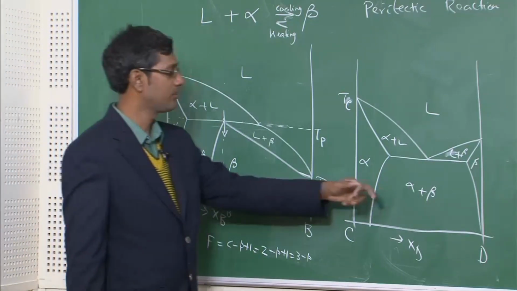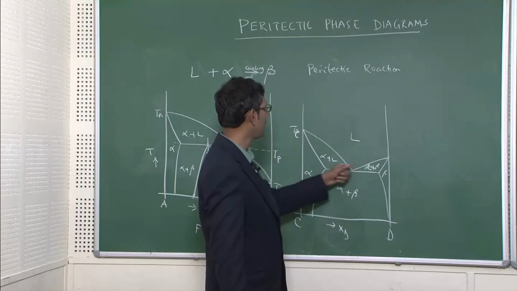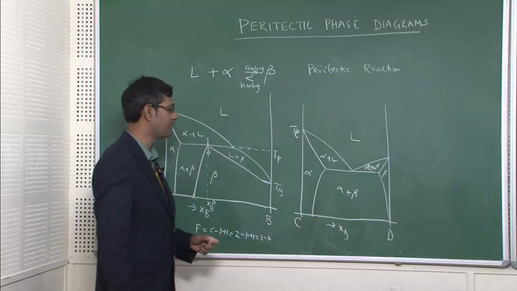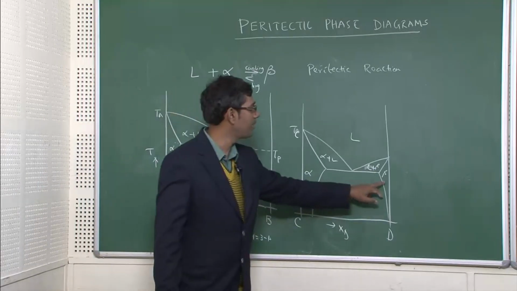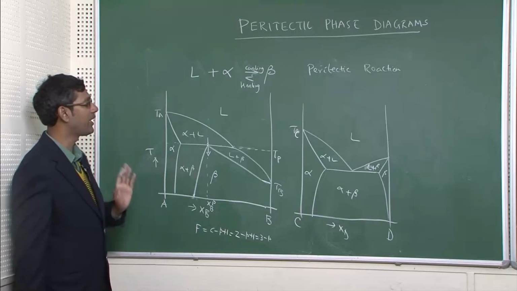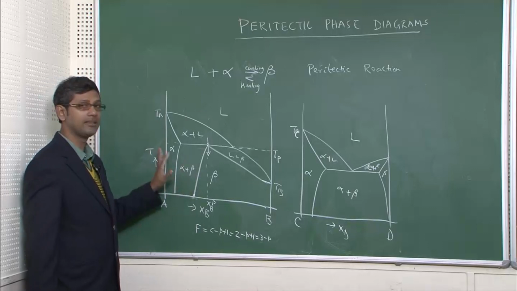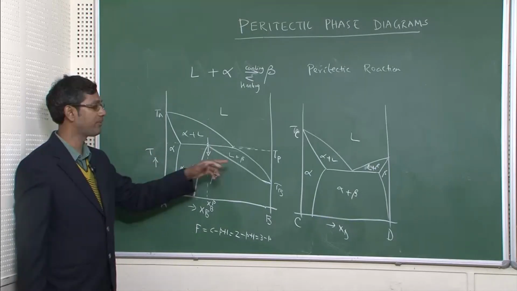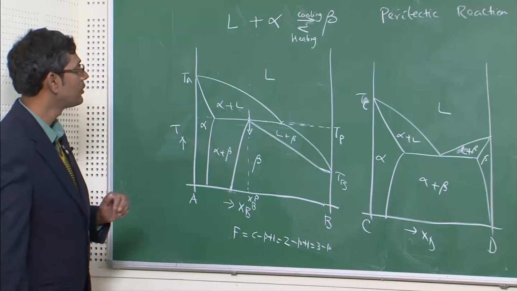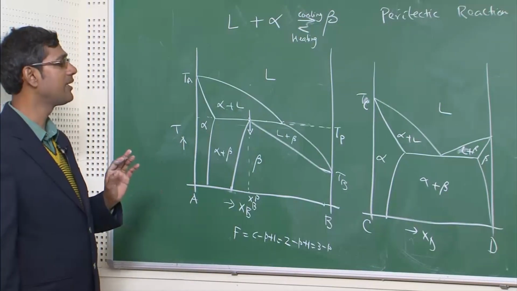Same thing here also, degrees of freedom at this point is 0, and here, degrees of freedom is equal to 1. On the other hand, in the alpha, beta and liquid regions, degrees of freedom is equal to 2. So, there is some similarity between this and this, but the inside of the diagram is completely different from the eutectic one. So, now upon knowing this, peritectic reaction is distinctly different from eutectic.